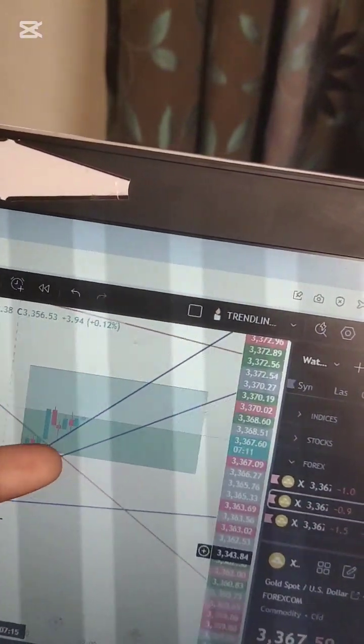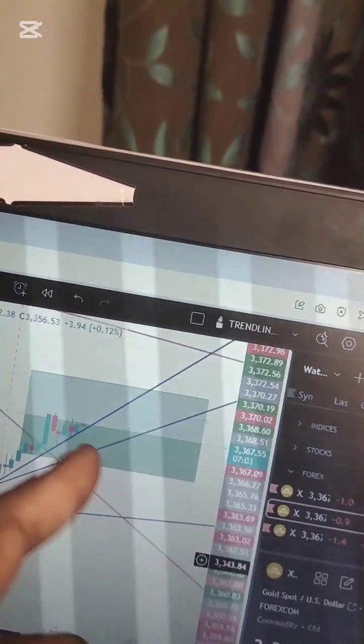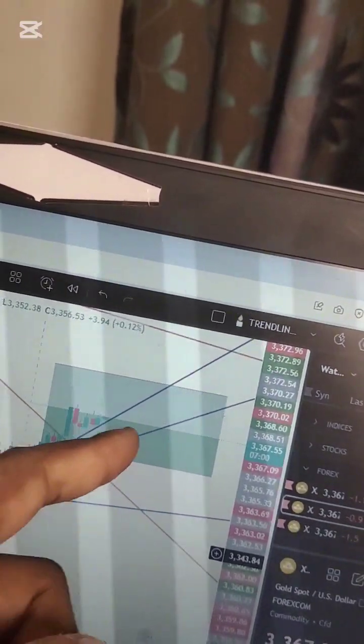If it should break out, you have to confirm with the candle time and make sure that the candle closes before you close your trade. That is, if it should come across.